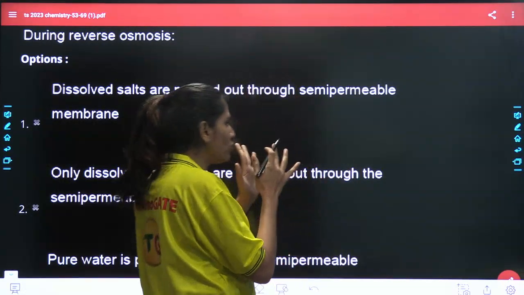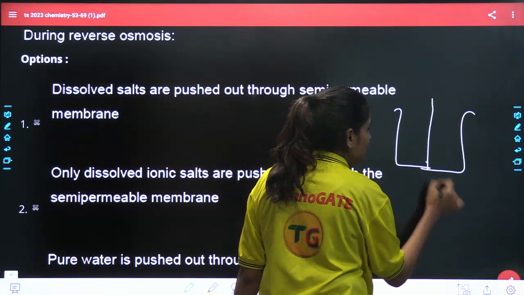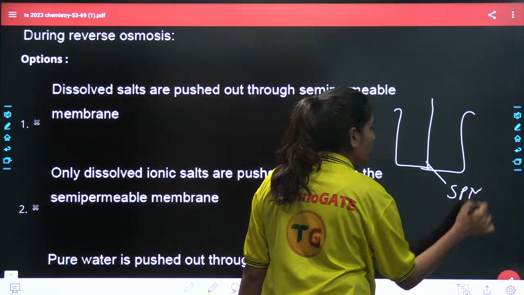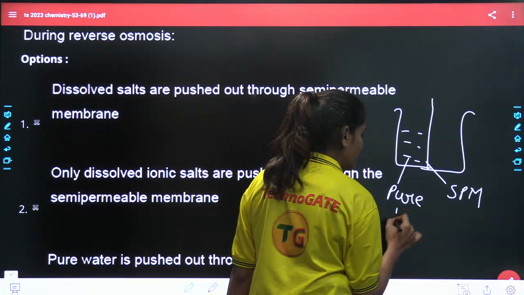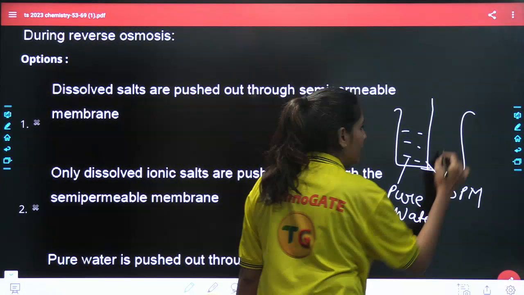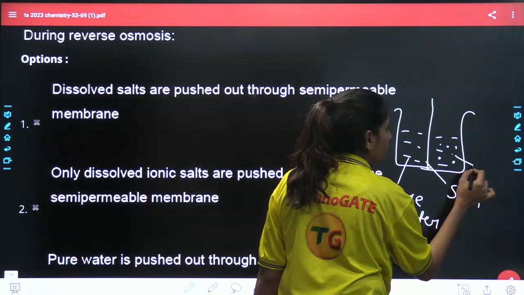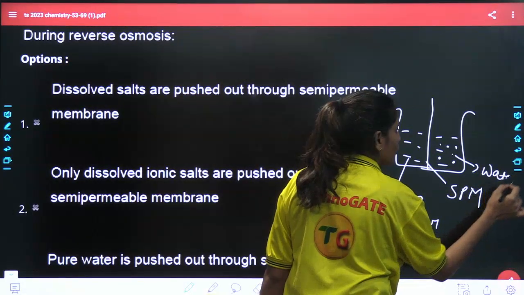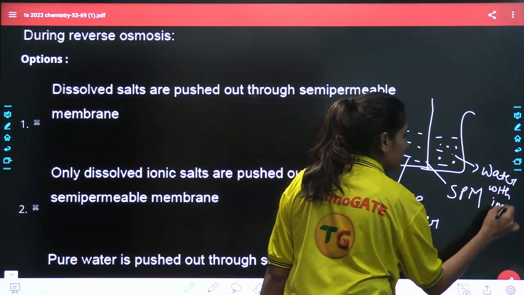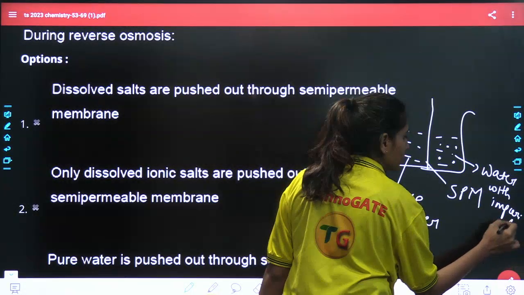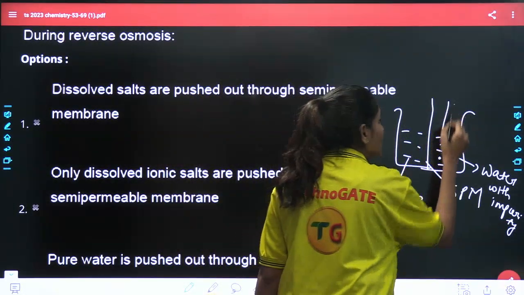So in this case, what would we do? Just imagine this is a semi-permeable membrane. There is pure water on one side, and on the other side there is water with impurity, or hard water. Now what would we do? We will apply a pressure over here.